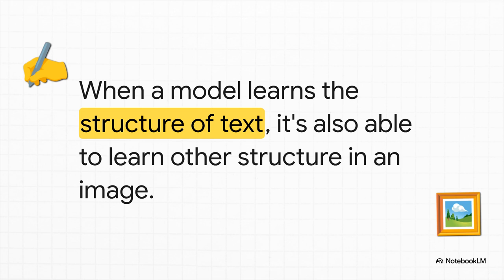As the model got better at understanding the really precise structure of letters and words, it also got better at understanding the structure of everything else in an image. Things like composition, lighting, how objects relate to each other. It's like mastering text was a backdoor to mastering images.